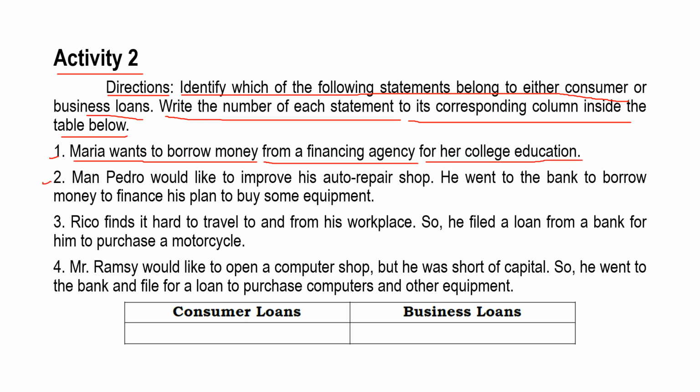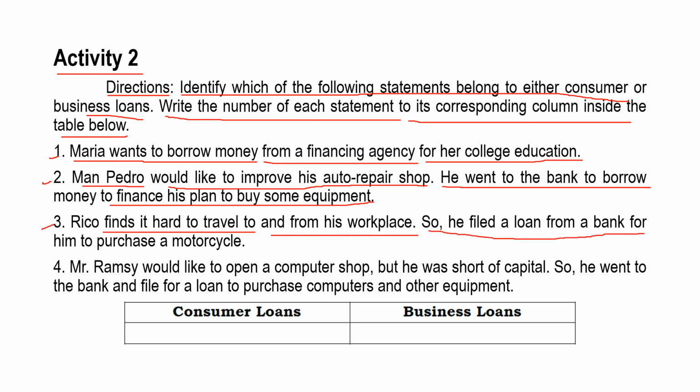And for number 2, Mang Pedro, so there's a typo here, would like to improve his auto repair shop. He went to the bank to borrow money to finance his plan to buy some equipment. And for number 3, Rico finds it hard to travel to and from his workplace. So he filed a loan from a bank for him to purchase a motorcycle.